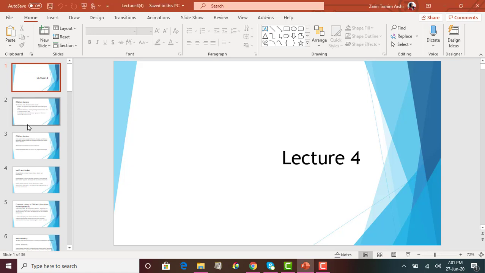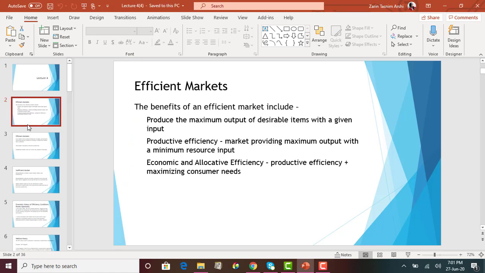Okay, so efficient markets. In our previous few classes or video lectures we said that efficient market is the ultimate goal of economics, right? In economics we want to have efficient markets. So why is that? What are the benefits of an efficient market? So the benefits include it produces the maximum output of desirable item with a given input, because in an efficient market output is maximized, so we get the maximum output of a good with limited amount of resources.